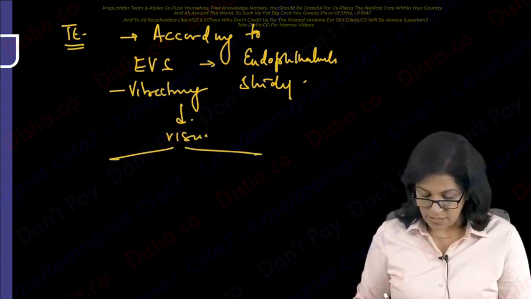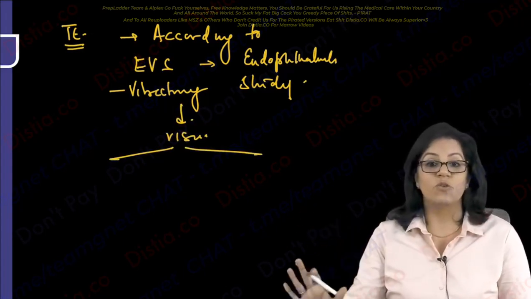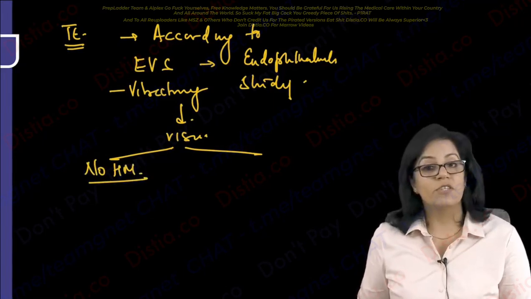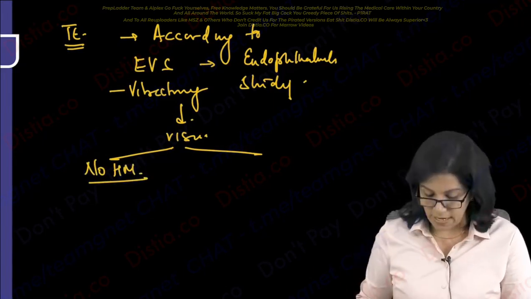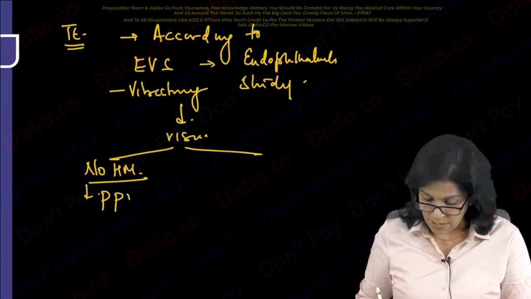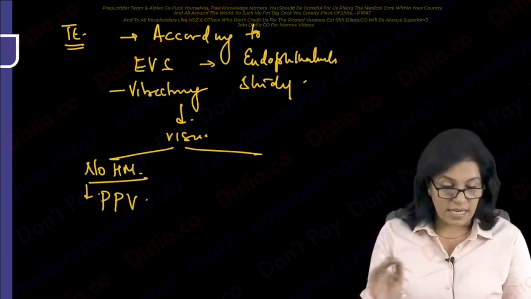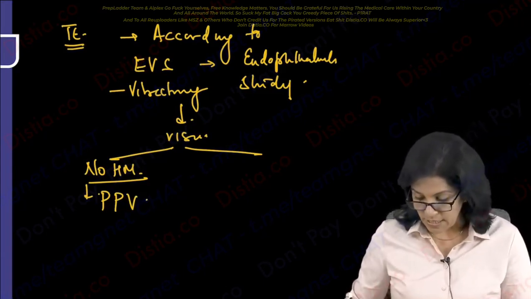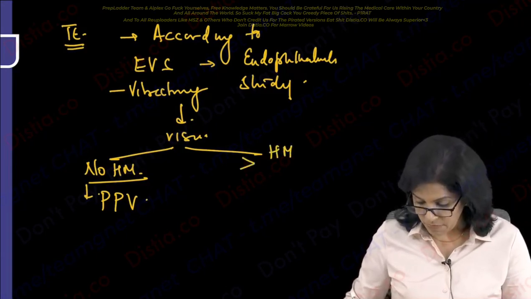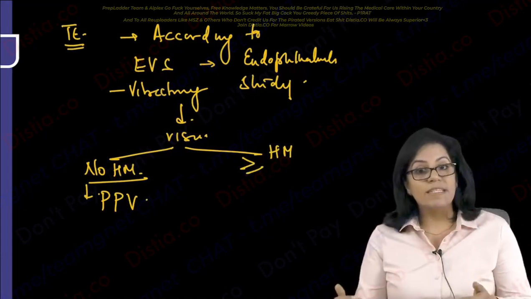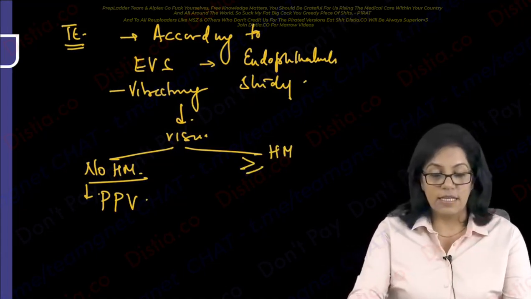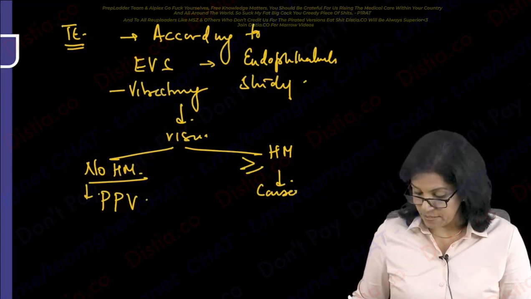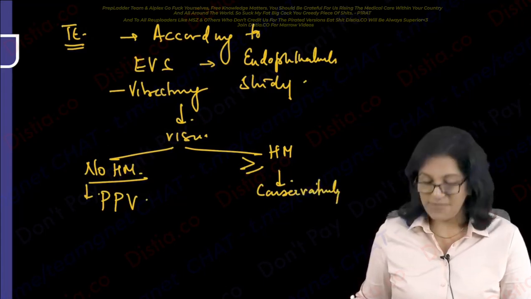Now, if the vision is so poor that not even hand movement is there, only PL, only perception of light, then you have to go for pars plana vitrectomy. So anything less than hand movement is pars plana vitrectomy. But if this patient has hand movement or above, either hand movement is there or a better vision is there, then of course we have to treat it conservatively. Okay, got it, all of you?